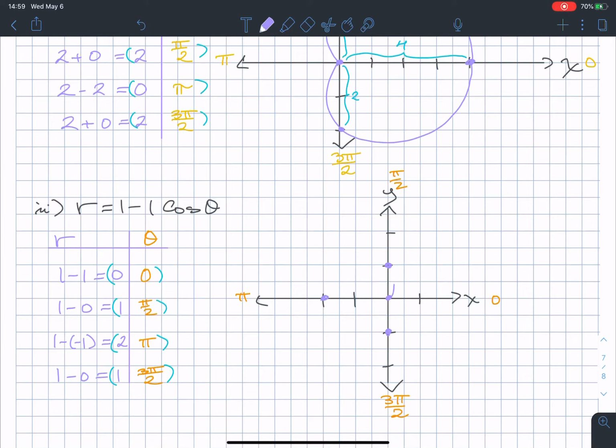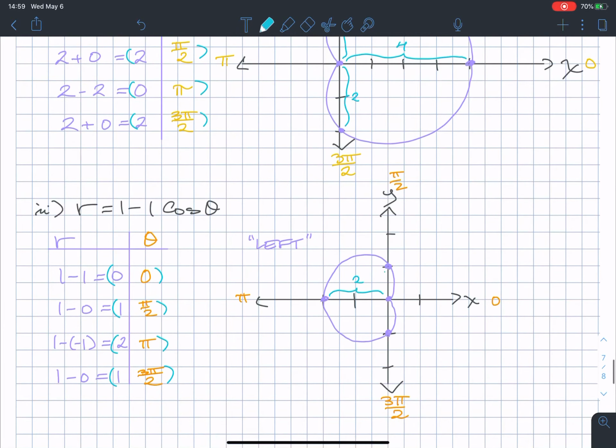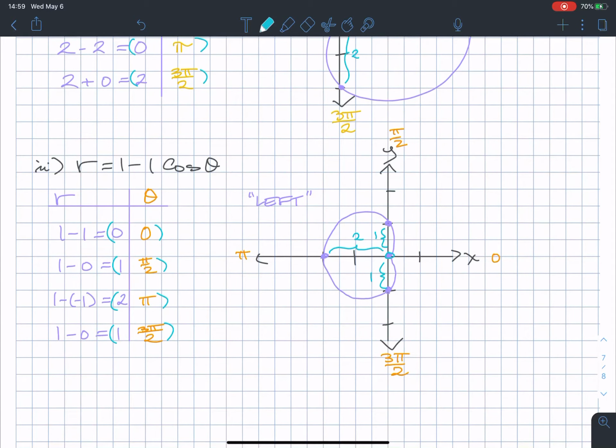So what I should get is my cardioid thing that looks like this. So notice that this is oriented left because it's minus cosine, right? And do you agree that my large radius is 2 and my side radii are 1? Each of my side radii are just 1. And I intersect the pole. Okay.